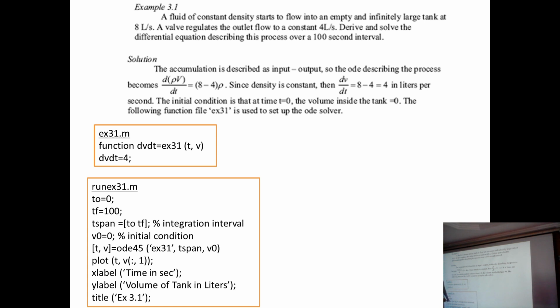And I am using plot commands. Just now I told you plot. Plot T comma V of colon comma 1. What do you mean by V of colon comma 1? All the rows in the first column. I already told you that. So if I plot that command, look at the graph.